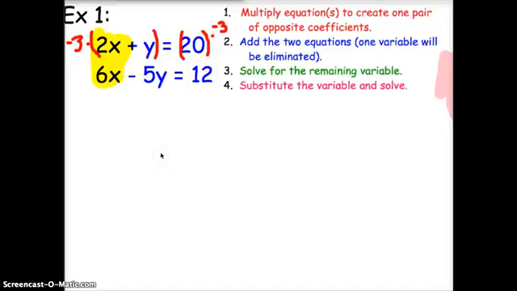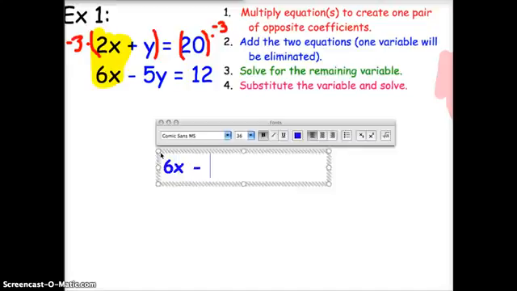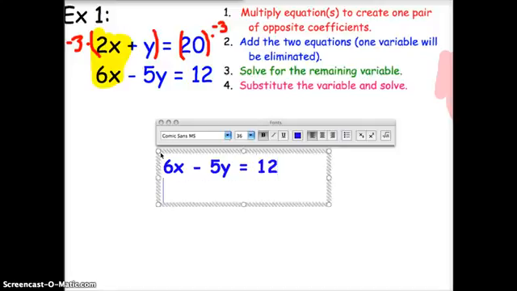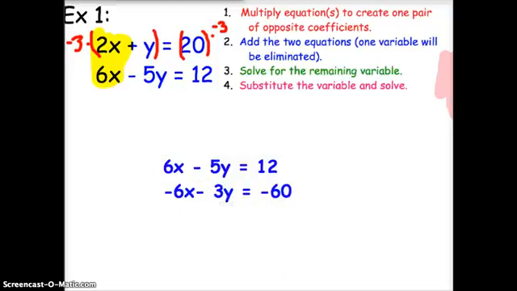So that gives me the equations 6x minus 5y equals 12. The top equation, when I distribute my negative 3, is going to be negative 6x minus 3y equals negative 60. From here, we're going to add our two equations together. You want to make sure all your variables are lined up. So my x's are in a line, my y's are in a line, my equal signs are in a line, and my numbers by themselves are in a line.